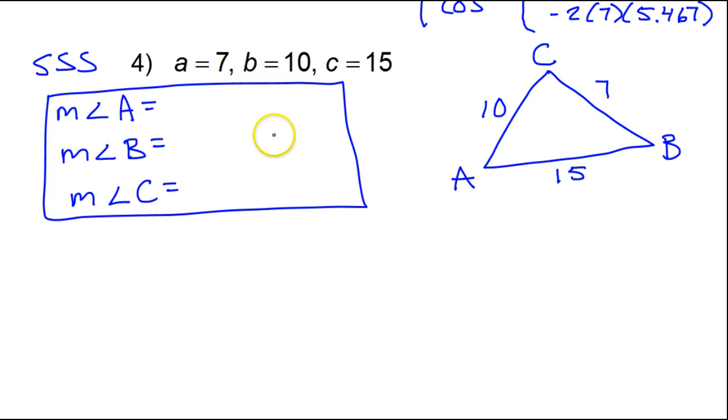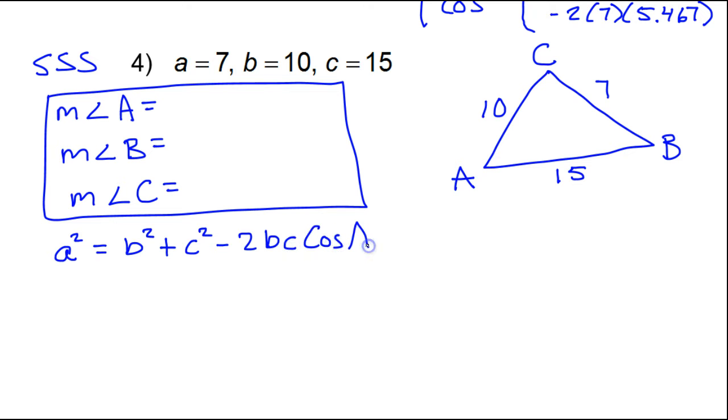So, if I want to find the measure of angle A, I need to use the version of the law of cosines that involves angle A. So that's why I'm going to start off with A squared. A squared is equal to B squared plus C squared minus 2BC cosine of angle A. Alright, there's the angle A I'm going to need. So I have all of these sides.